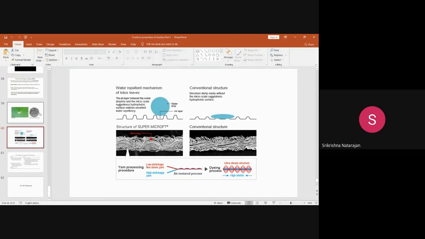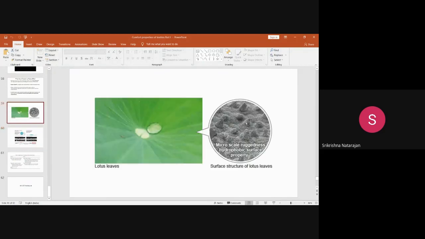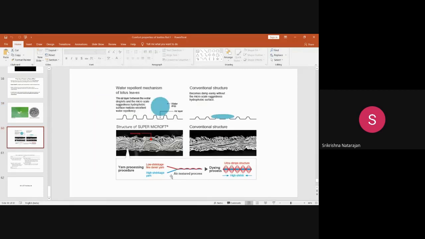You can see the scales present in the lotus leaf, some small humps. When you see it in the microscope, you can see the small humps. Similarly, here also these two yarns are processed in such a way that you introduce a structure similar to the lotus leaf. These small humps are introduced by combining the low shrinkage yarn and the high shrinkage yarn, so that once they are combined, twisted and dyed, the high shrinkage yarn will shrink, and the low shrinkage yarn will form some crimps over this.